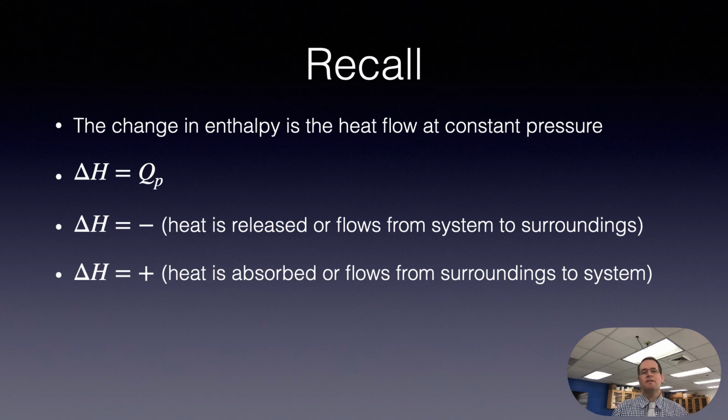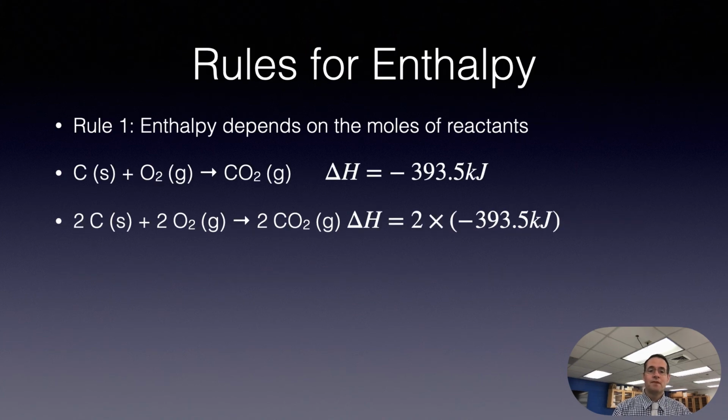Now, let's recall what is true of the change in enthalpy. So first of all, it's heat flow at constant pressure, so delta H is equal to Q, all right? If delta H is negative, remember, heat's released. It flows from the system or test tube to the surroundings. And if delta H is positive, heat is absorbed or flows from the surroundings, right? The room, the tabletop, your hand maybe, into the system, which could be the test tube or the beaker that you're holding. All right, so rule number one for the rules of enthalpy.